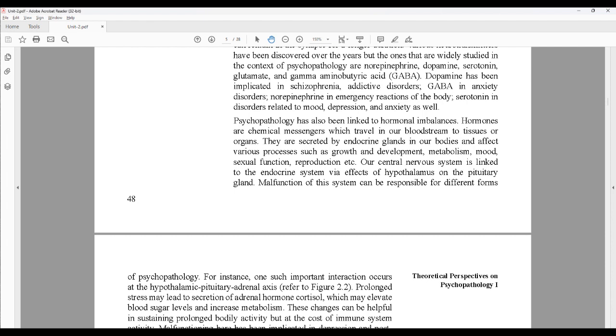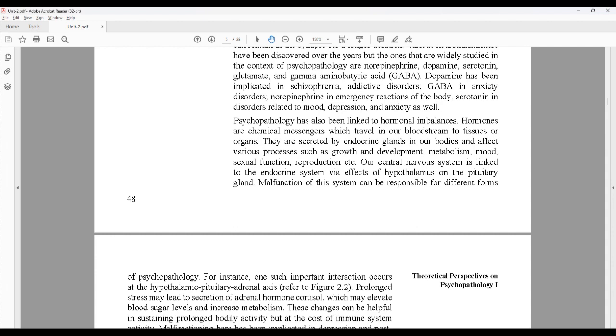Dopamine has been implicated in schizophrenia and addictive disorders, GABA in anxiety disorders, norepinephrine in emergency reactions of the body, and serotonin in disorders related to mood, depression, and anxiety as well.